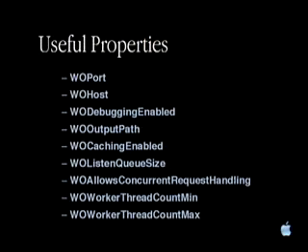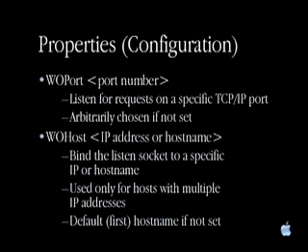So what are some useful deployment properties for configuring an application? We have WOPort, WOHost, WODebuggingEnabled, WOOutputPath, WOCachingEnabled, WOListenQueueSize, WOAllowsConcurrentRequestHandling, WOWorkerThreadCountMin and Max. Some of these are new, some of these are old. WOPort forces the application to listen on a specific TCP/IP port. If you don't set it, it'll just ask the system to choose one, which is why you typically get ports that are like 57,000-something if you start an application from the command line.